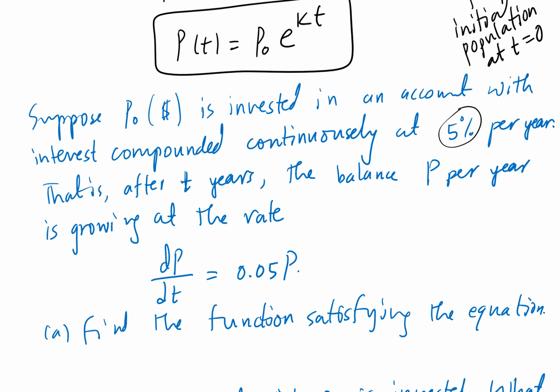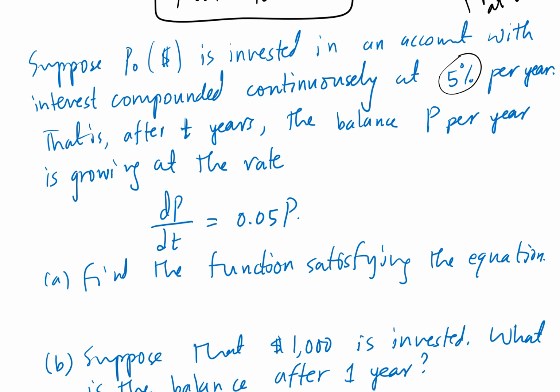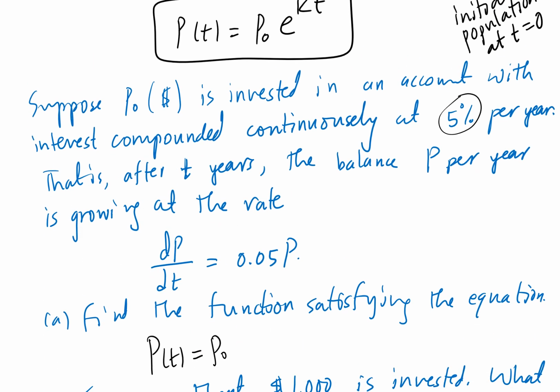They want us to find a function, as we did in the first half of the section. Find the function satisfying the equation. Find a function means P of t. It's P of 0 based on the box formula, e to the kt. And k here is the constant there. So it's P0 e to the 0.05 t.